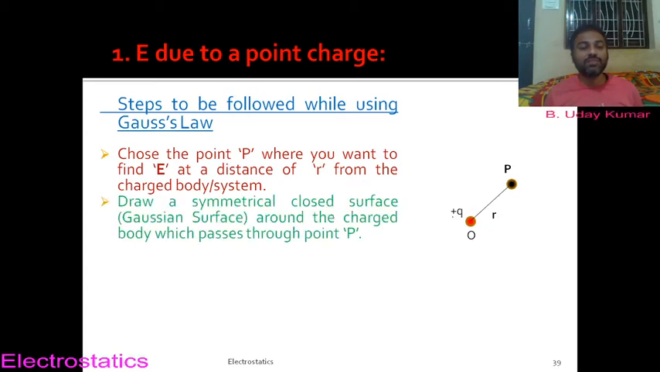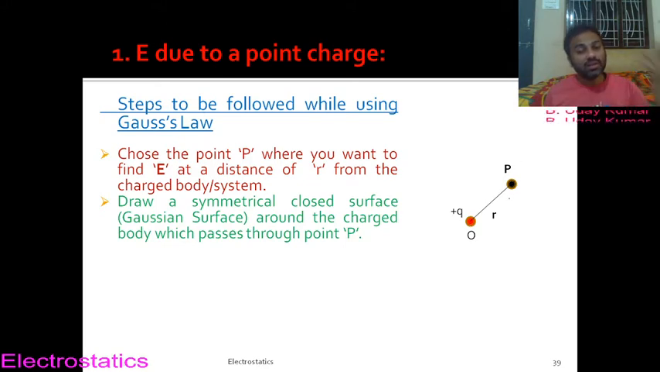So now next step. Now you have to draw a symmetrical closed surface, which we call a Gaussian surface, around the charged body which passes through point P here. This is the charged system now, right? So it's a point charge. So now what I have to do is construct a closed surface around this plus Q in such a way that it passes through point P.